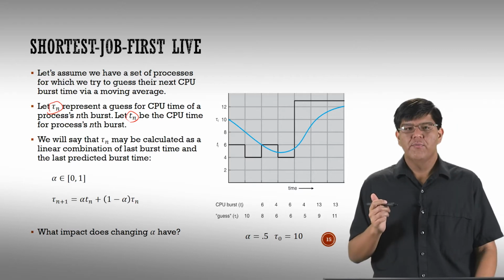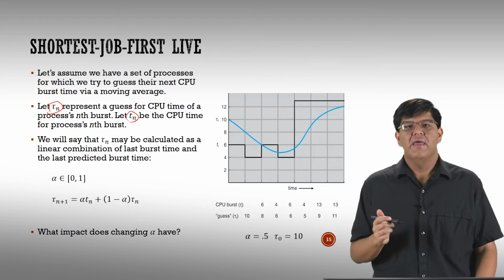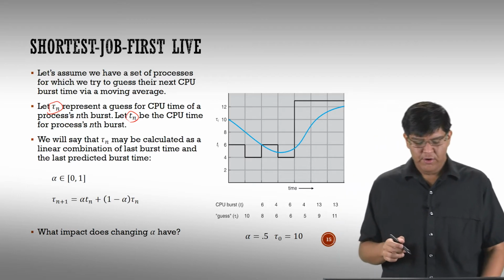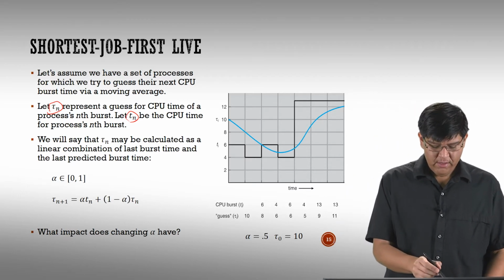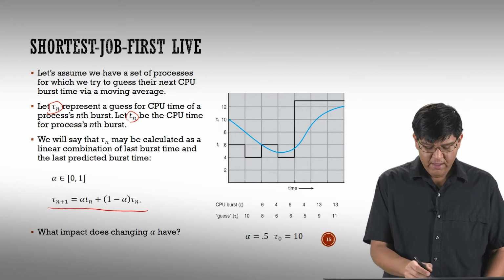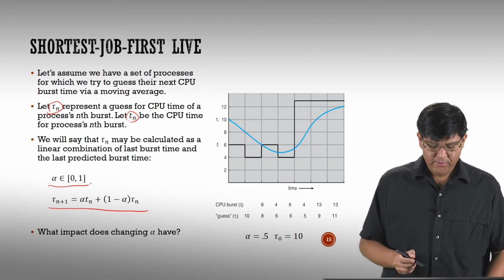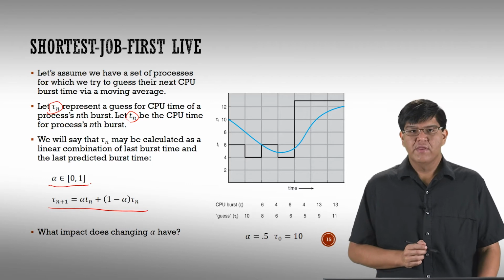Our mechanism here will be to calculate tau sub n as a linear combination of the t sub n's. So we have a formula here, and we'll go through that in a second. There's also this little note here: alpha between 0 and 1. Alpha is basically a weighting factor.